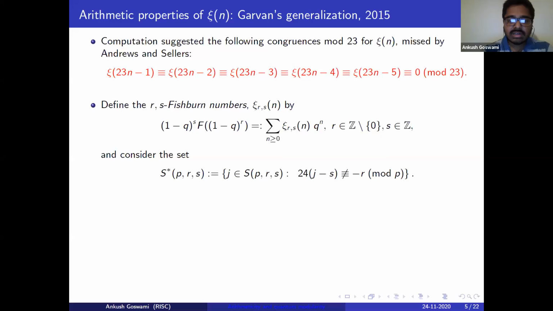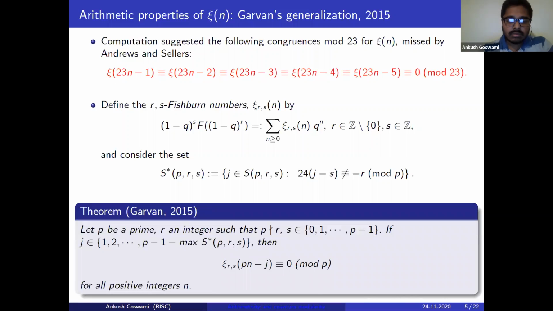Okay, and now we can state Garvan's result. So if p is a prime and r is an integer such that p does not divide r, and s is any integer in between 0 and p minus 1, and if j is any element in between 1 and p minus 1 minus the maximum of S star_{p,r,s}, then the RS Fishburn numbers xi_{r,s} of pn minus j is divisible by p, and this holds true for all positive integers n.